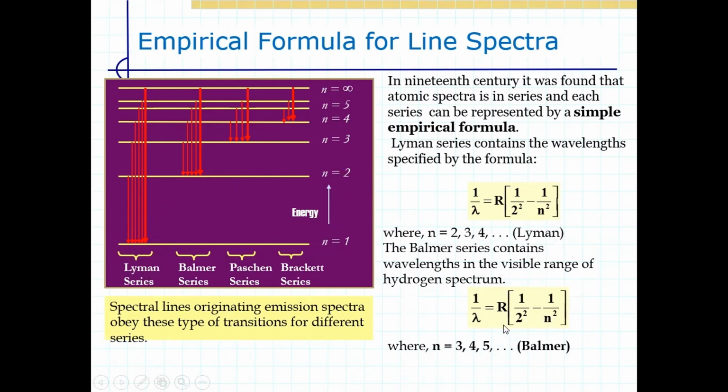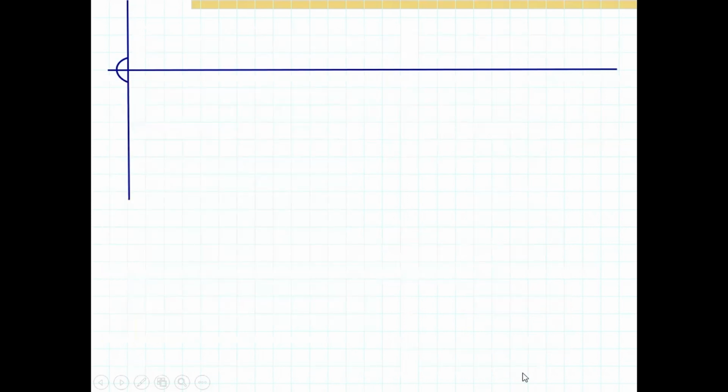Similarly, for the Balmer series, the 1 is replaced by 2 as a correction, and n starts from 3. And the R was a quantity measured, and it was the same for every formula. It was termed Rydberg's number, and its value was 1.097 times 10 to the power 7 per meter.